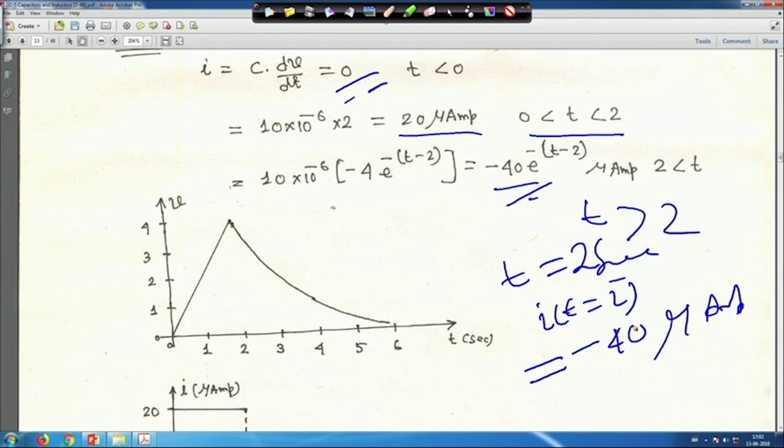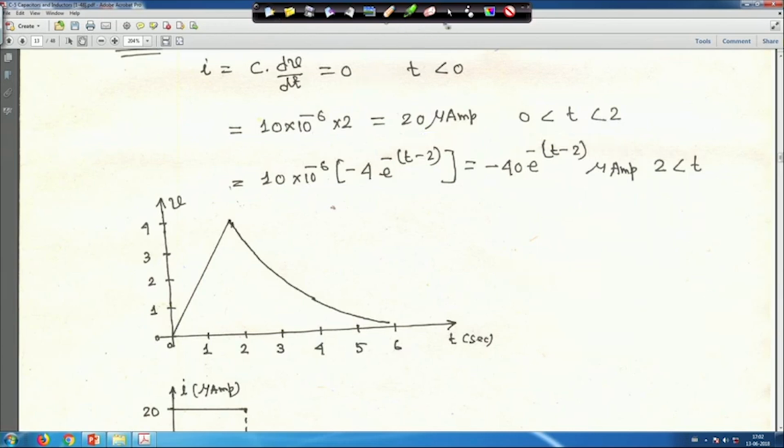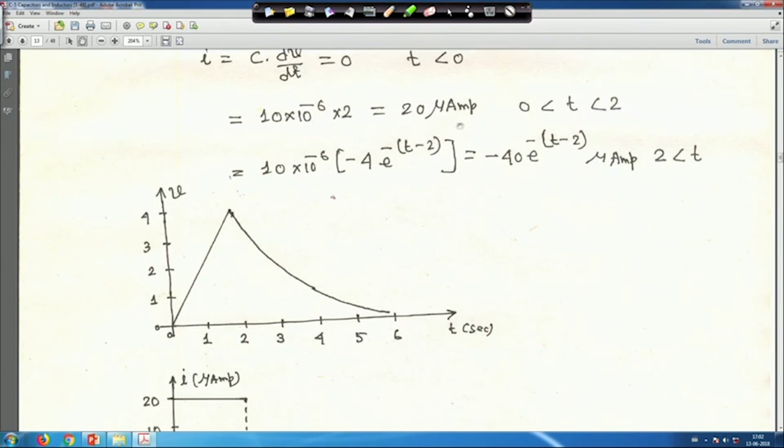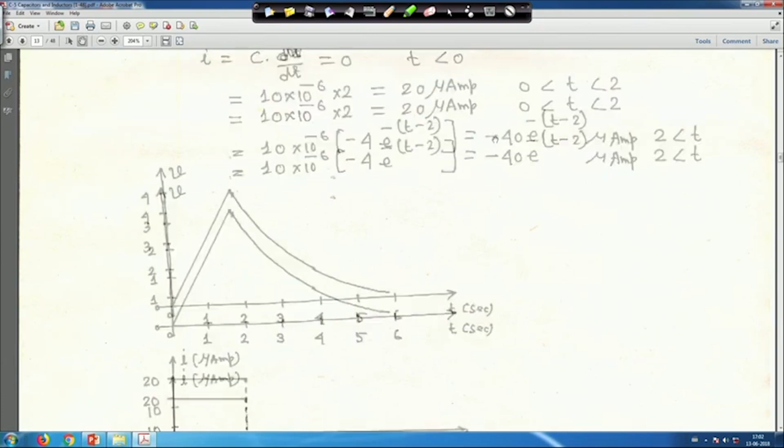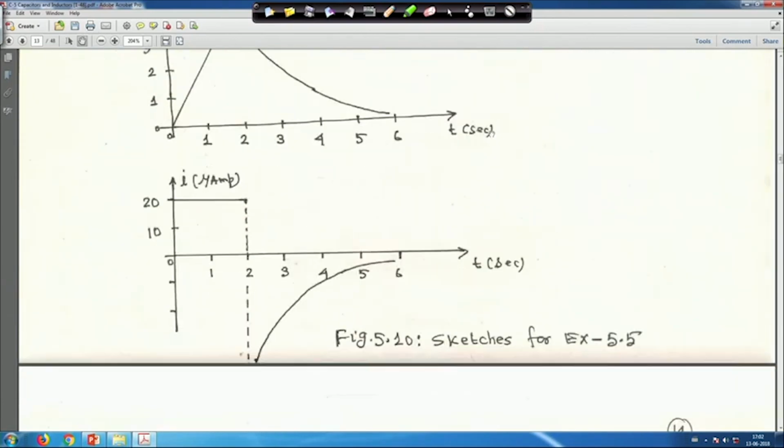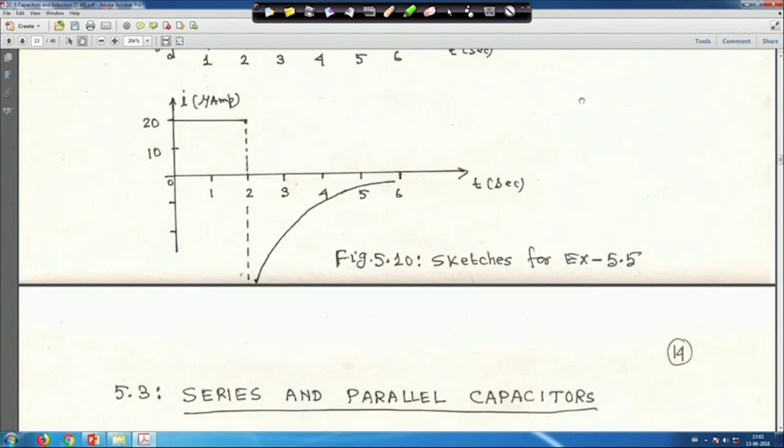So, that means the first one, if you see that 20 microampere, it is basically your constant. So, in between 0 to 2, let me move it a little bit up. This is your 0 to 2, that is your 20 microampere.